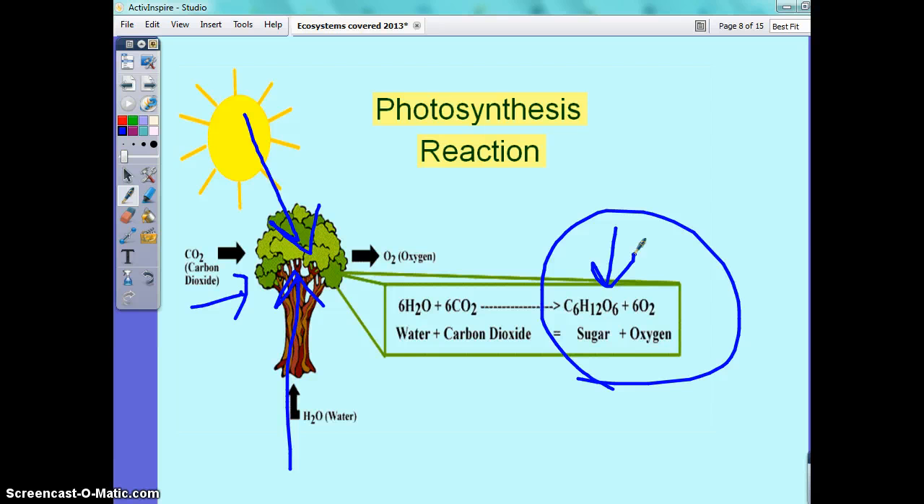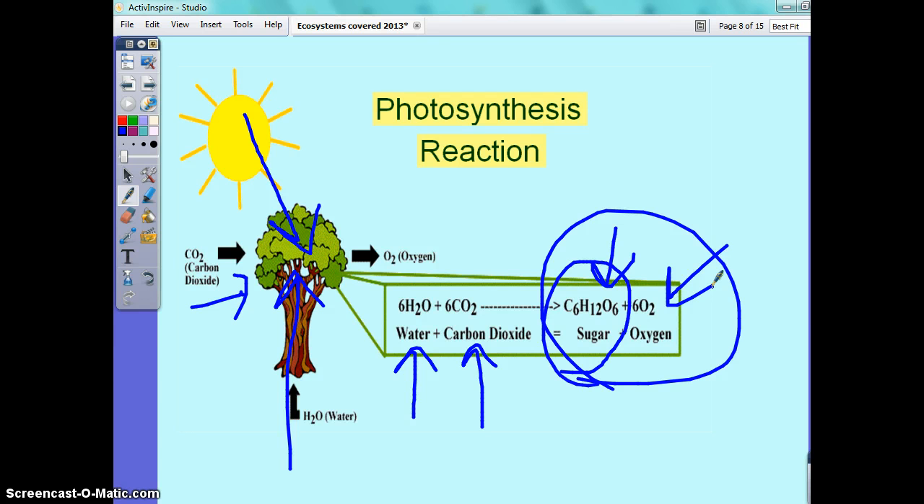So you have to know that water is H2O. You have to know that carbon dioxide is CO2. I promise to not confuse you with this compound. I'm not going to give you another compound that looks similar to that. You're going to know that that long compound in your notes is glucose. I need you to know that that's sugar and oxygen. That's it.